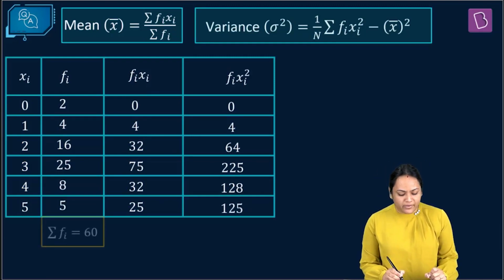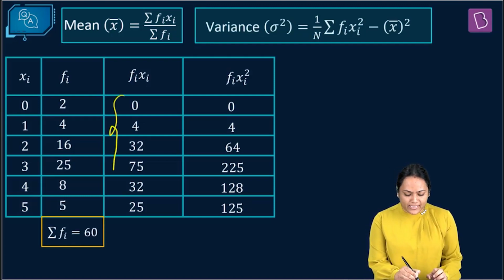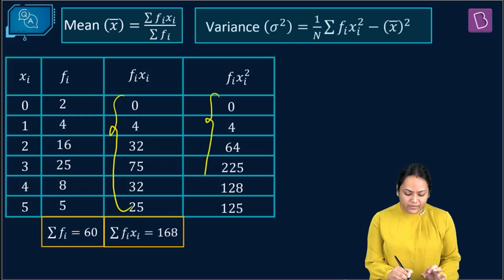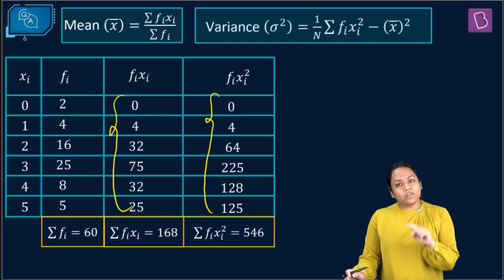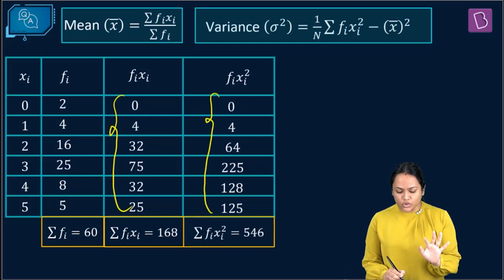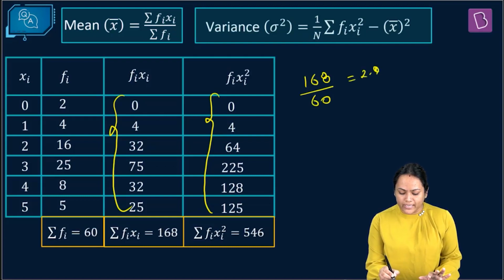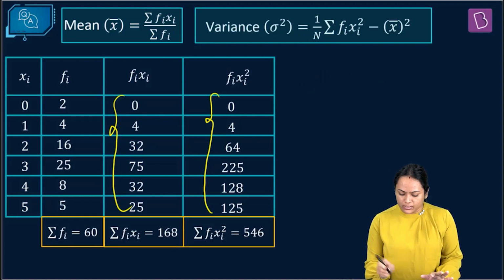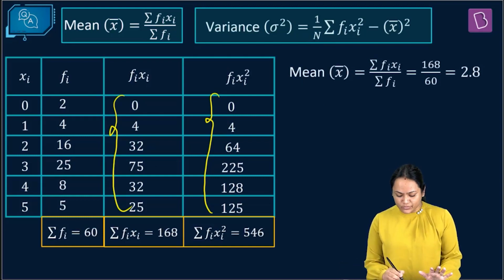Now, summation of fi, well, that value is 60. When I add all of it, summation of fi xi is coming out as 168. And when I add summation of fi xi square, it comes out as 546. So first, let's find the mean, which is summation of fi xi by summation of fi. So it's going to become 168 divided by 60, which is coming out as 2.8 approximately, right? Okay, so I'm getting this value of mean as 2.8, and then I have to apply the variance formula.